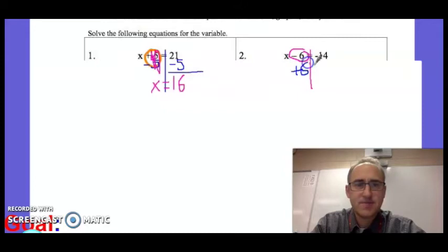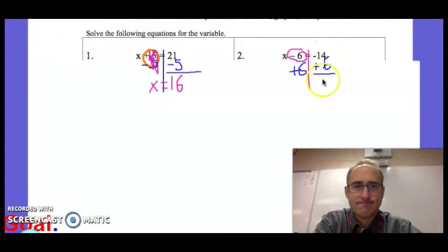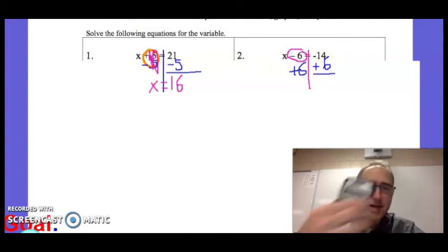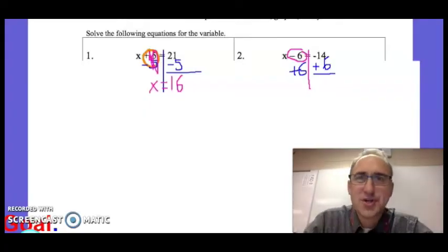6 here. What you do to one side, you always do to the other side. Now make sure you're typing this into your calculator carefully. That's a negative 14 plus a 6. So negative 14 plus 6 is negative 8. I just checked my calculator. Did you see that? You should use your calculator too.